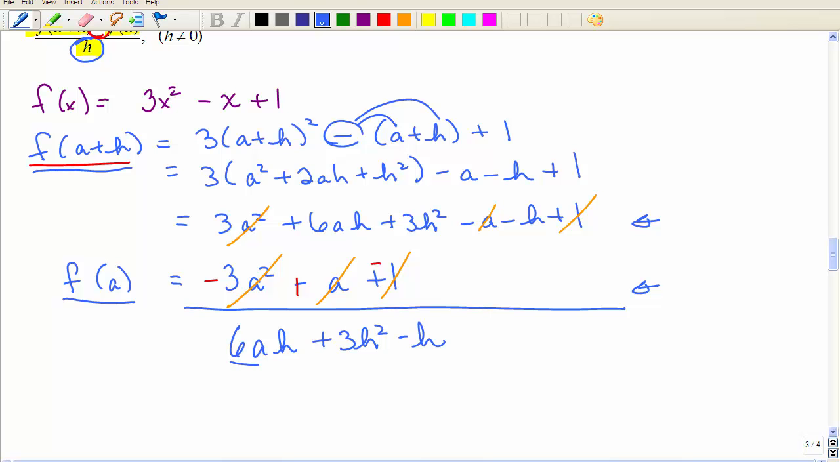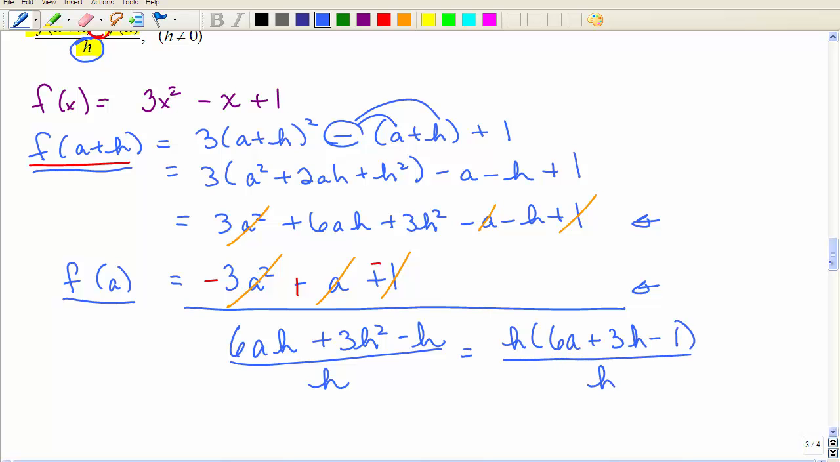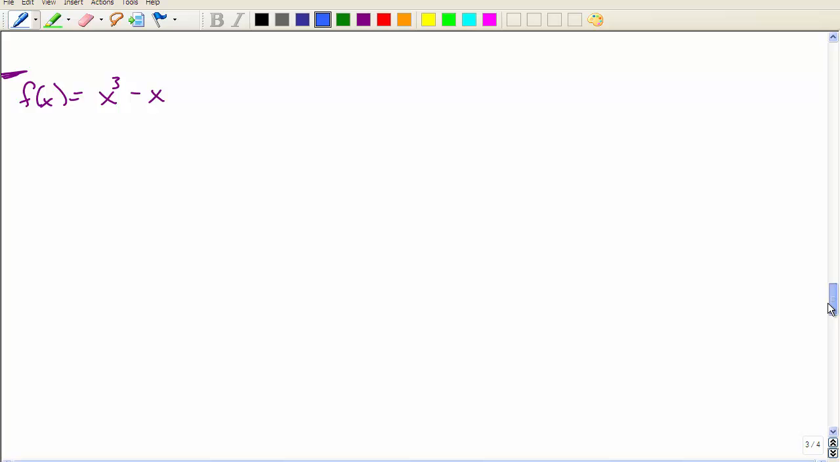And the very last thing we need to do is to divide by h. Now that is according to that formula. So we need to reduce that. Let's see if we can. We can factor out a common h in the numerator. And now we can see that both the numerator and the denominator have an h in common. And so this is my final answer. Take your time.